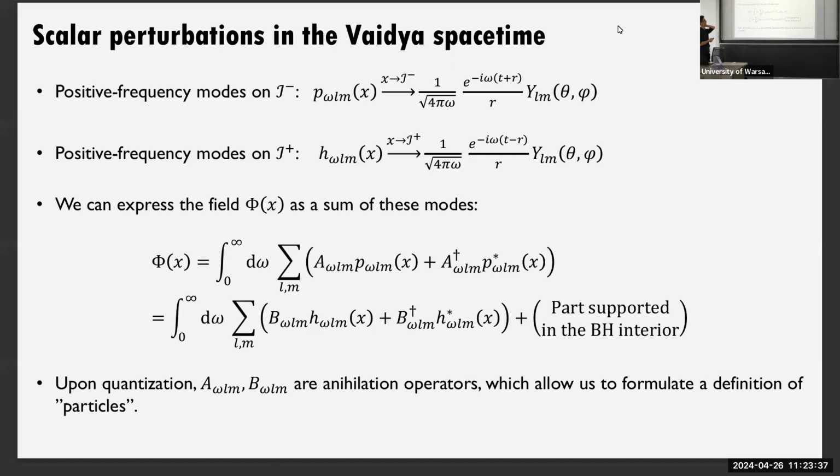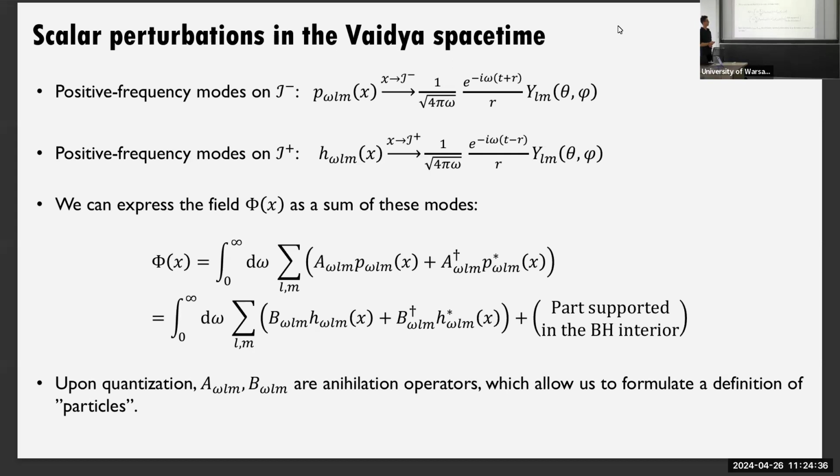So this is a basis of solutions to the Klein-Gordon equation, and the general solution can be written as a combination of modes p and the complex conjugate of p. Upon quantization, we decompose the fields into modes p and p star. The coefficients of this decomposition are interpreted as creation and annihilation operators. With the annihilation and creation operators we can build a Fock space and define the notion of a particle.